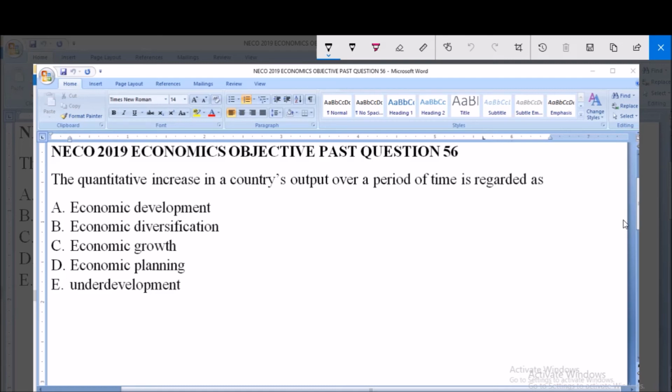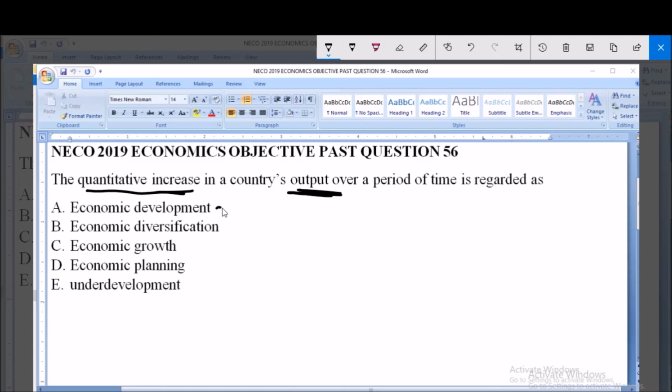The quantitative increase in a country's output over a period of time is regarded as: A. Economic development, B. Economic diversification, C. Economic growth, D. Economic planning, E. Underdevelopment. So what do we call a quantitative increase in a country's output, that is a country's production of goods and services over a period of time? So what do we call that?